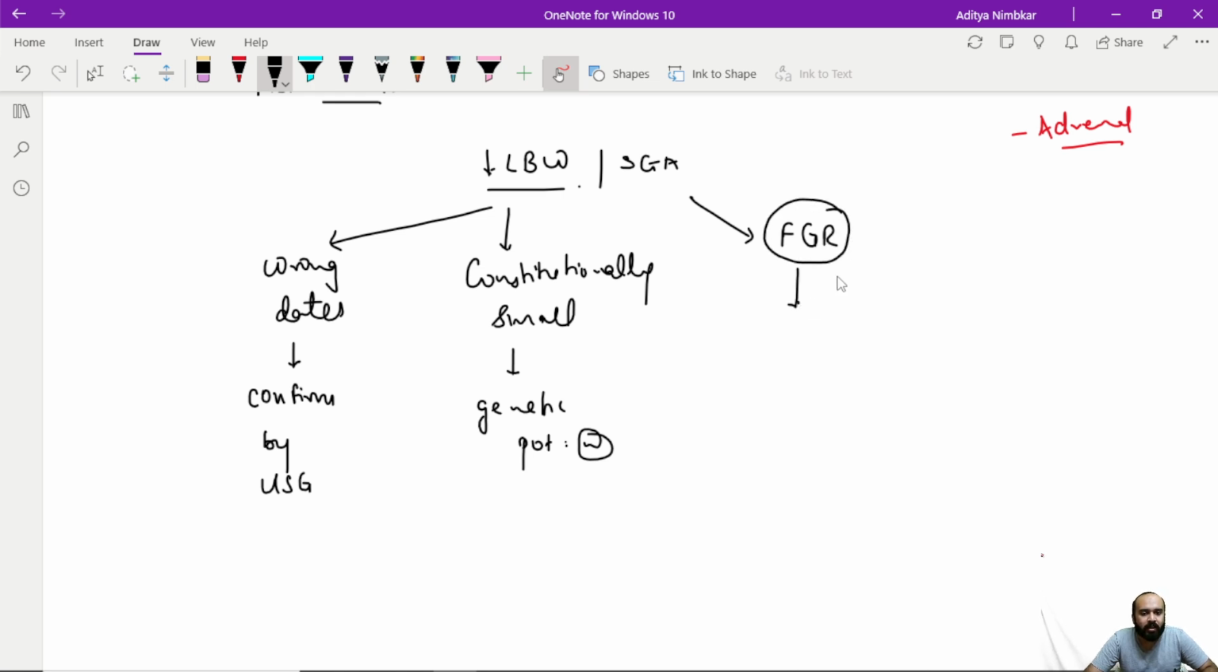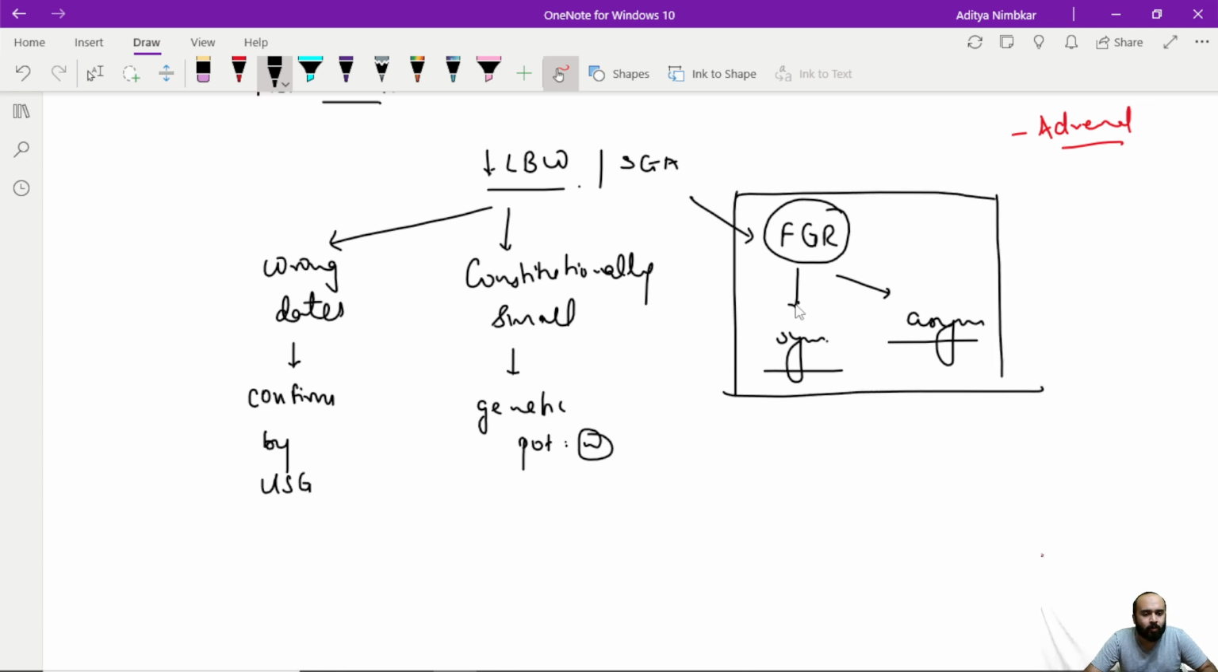Under this comes symmetric or asymmetric. So this is going to be what we are discussing today. So small for gestational age includes these wrong dates, constitutionally small and fetal growth restriction, whereas the only pathological one is this. The other two are completely normal. I write N for normal, whereas this one is abnormal. So today our discussion is going to pertain to this.